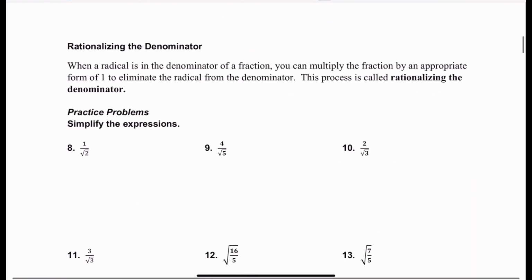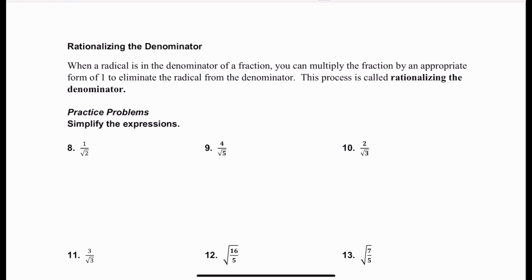When a radical is in the denominator of a fraction, you can multiply the fraction by an appropriate form of 1 to eliminate the radical from the denominator. This process is called rationalizing the denominator. What that does is it gets all of the radicals out of the denominator. It allows everyone to have the same answer.